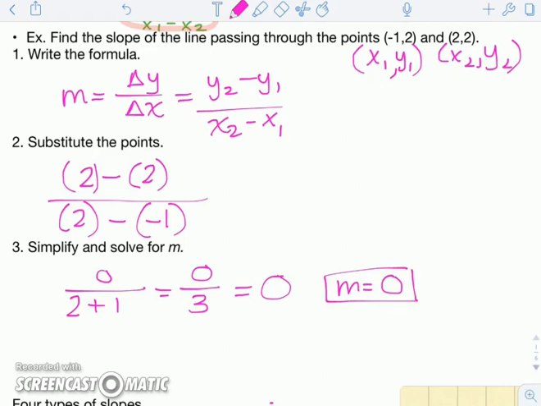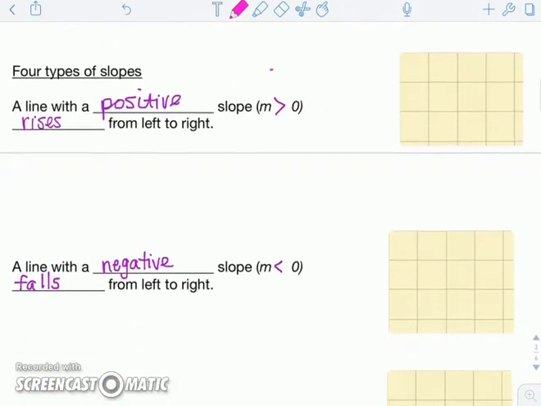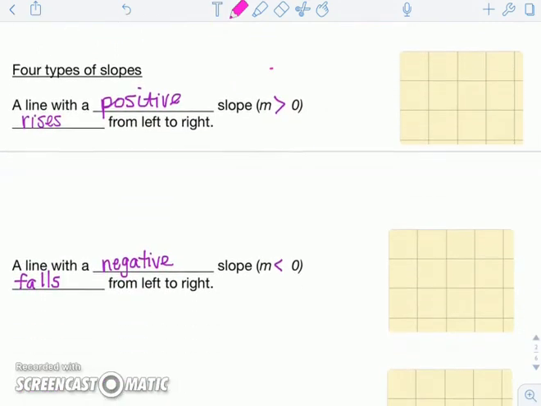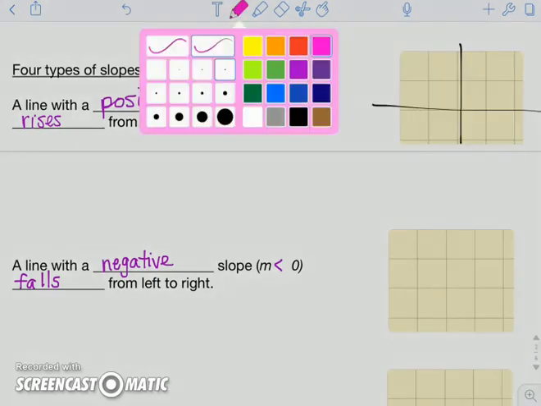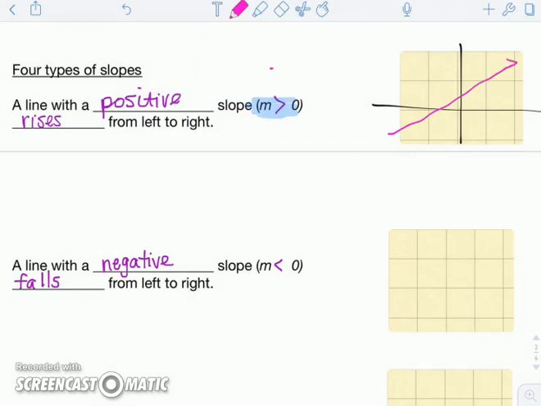This is a special scenario here. We're going to look at the 4 types of slope next and how we can identify slopes that are 0 right off the bat by looking at a graph. There are 4 types of slope. The first is positive, and that's when m, our slope, is greater than 0. This means it rises from left to right. I'm going to draw a quick sketch over here. Anything where the line goes up as I go from left to right.